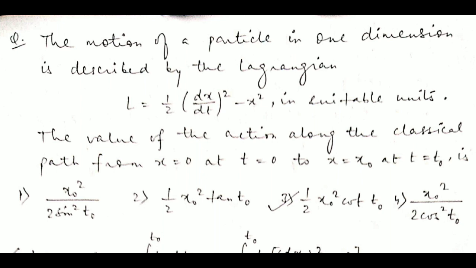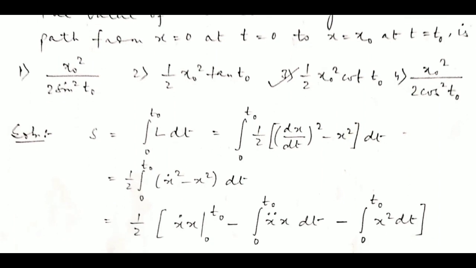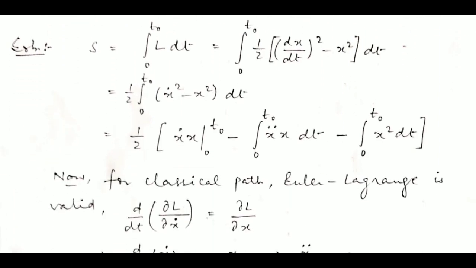For that, we need to know how an action is defined in classical mechanics. And action is defined as integral of L dt from some initial time to a final time. For the given Lagrangian, we have S is equal to integral of half into (dx/dt) the whole square minus x square dt from 0 to t naught. Okay, if you write dx/dt as x dot, it becomes half into x dot square minus x square dt from 0 to t naught.